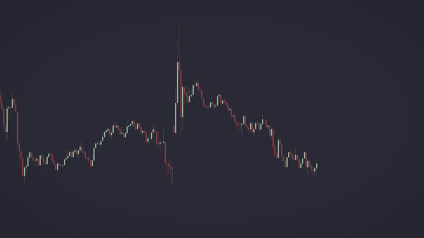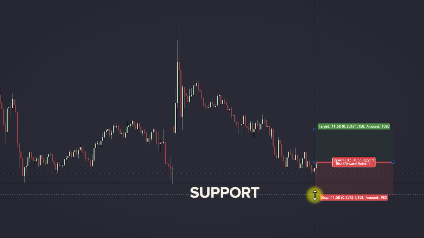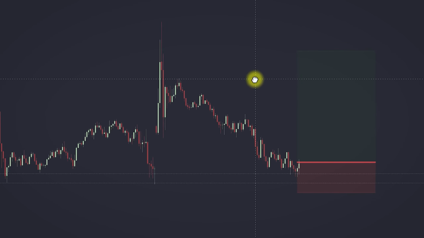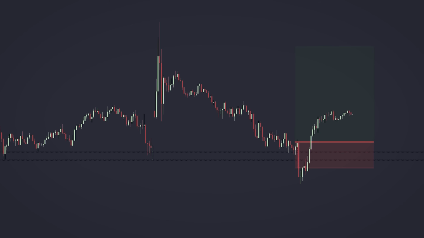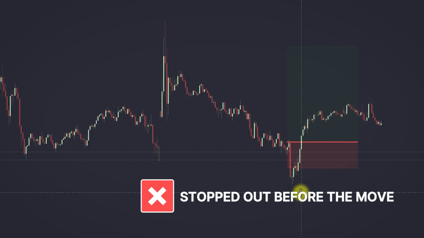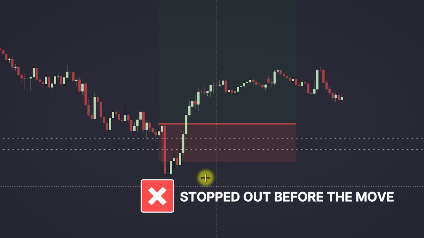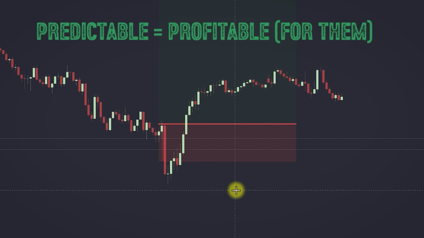Let me show you this in action. We have a perfect looking support level. Most traders see this and think, great, I'll buy the bounce and put my stop below the low. But smart money sees all those stops below the low as a target. Watch what happens. Price comes down to the support level, breaks through it just enough to trigger all the stops, and then immediately reverses back up. They hunted the liquidity and then made the real move. This is why most traders get stopped out right before the move goes in their favor. They're not unlucky, they're predictable. And in trading, predictable equals profitable for someone else.